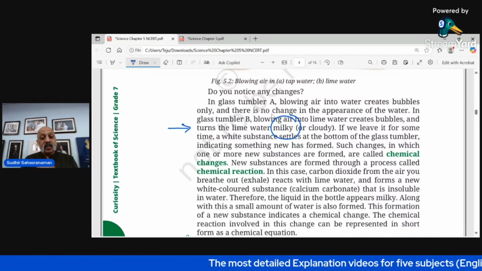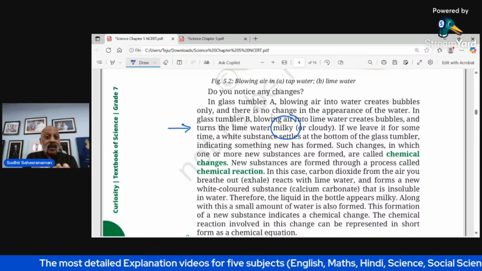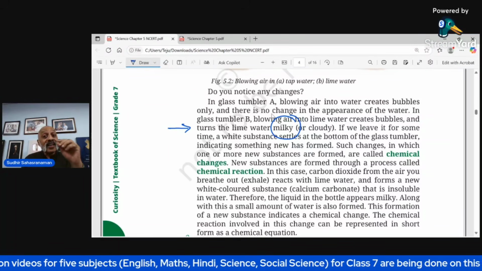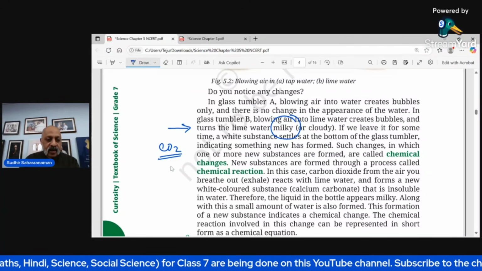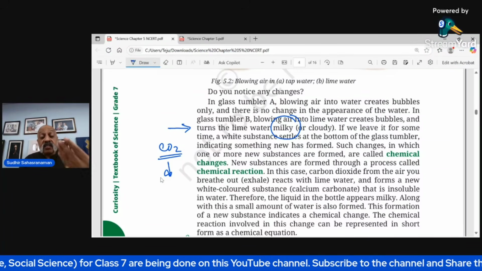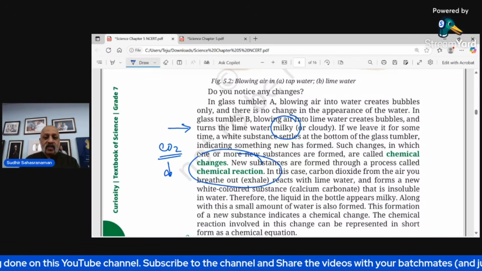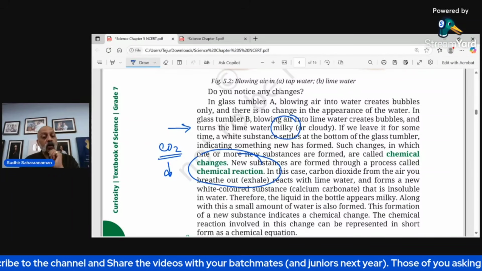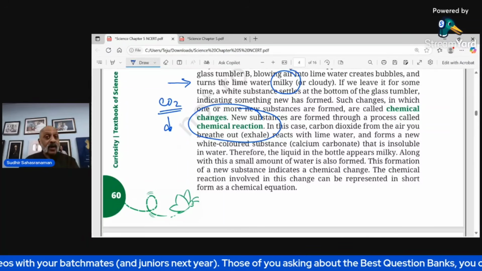So it kind of turns milky in texture. You can see that it becomes more like milk. The first one, water, will remain the same. These are called chemical changes, because what is happening is that carbon dioxide added with lime water is resulting in a chemical reaction. Okay, and that is what is leading to the change in the look and the texture of that particular lime water. Because what is happening, and what is this white color substance?